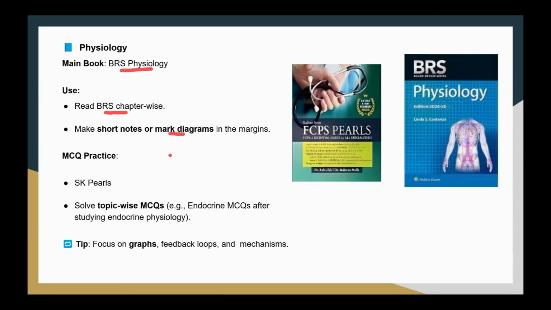Do one unit and add the Rafula points on this, so that in the end, when you have to revise, you only have to go to that area or that chapter and you have all the information that is written over there. So there are graphs and feedback loops which are very well explained in BRS physiology.